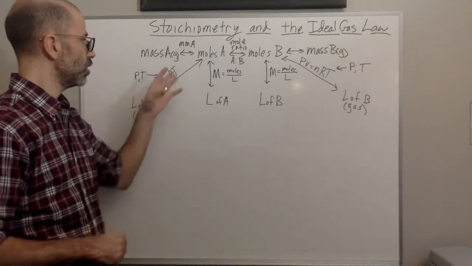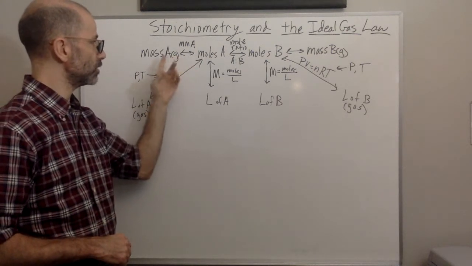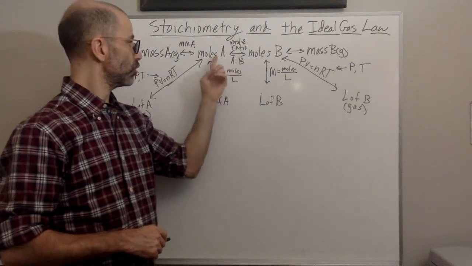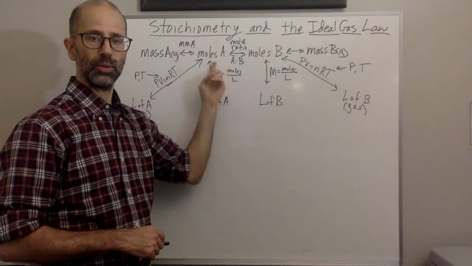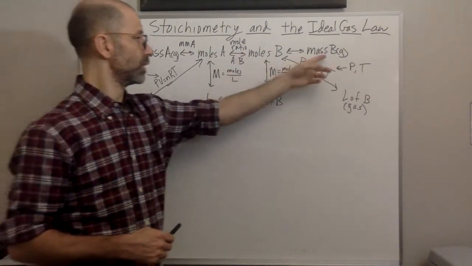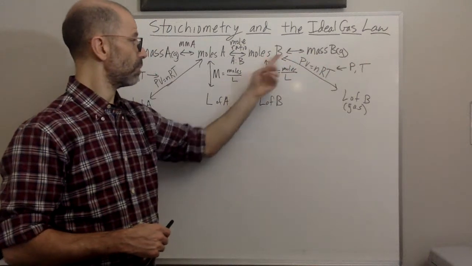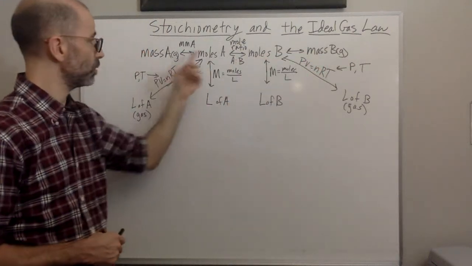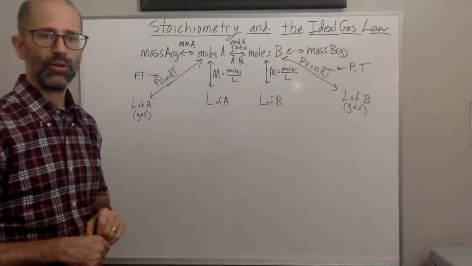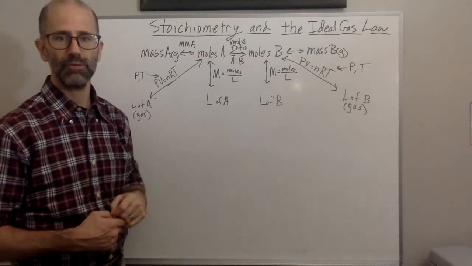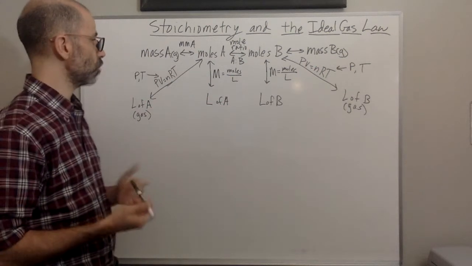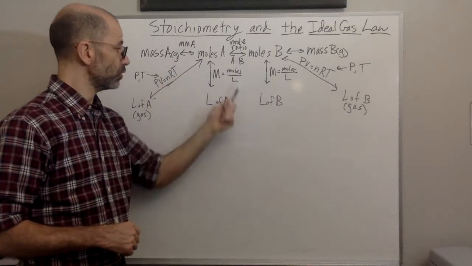And so if we use our molar mass to convert between mass and moles, and we can use our mole ratio from the balanced equation to convert between moles of one thing and moles of the other, and then we can get to moles of B. So the A and B are the different substances that we're converting from and to. And so in stoichiometry, we're always going to have a balanced equation.